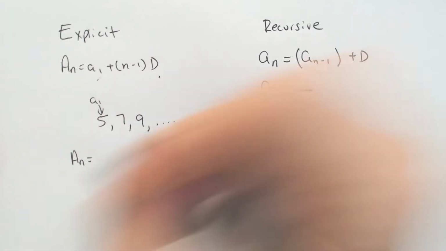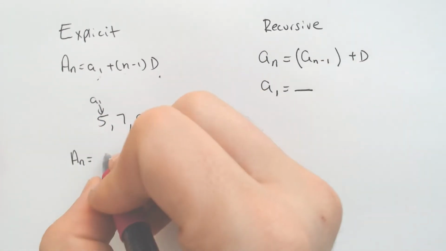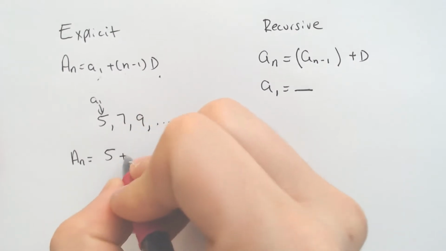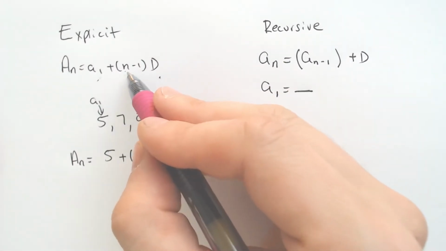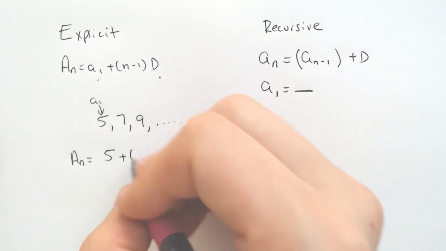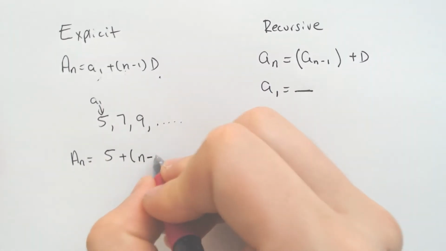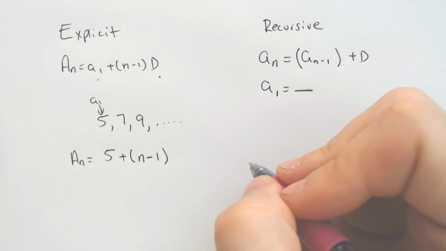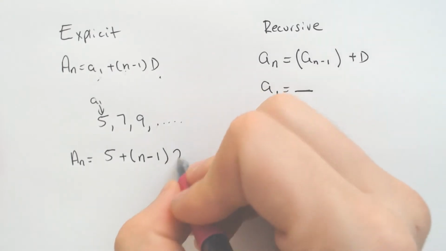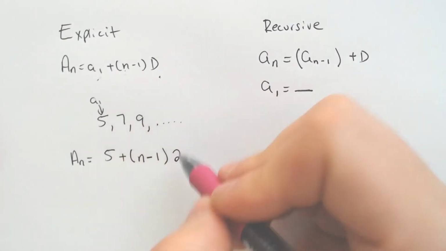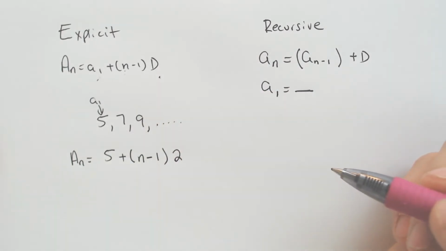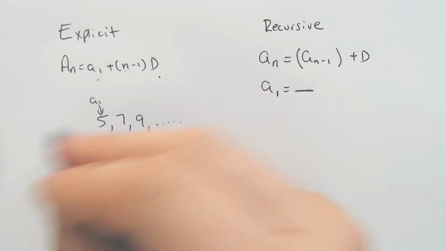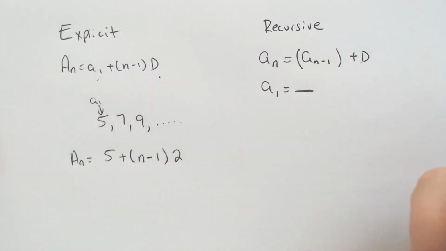a sub n, that's going to be a sub n. a1 is 5 plus n minus 1. We do not know the n. This is an equation for any given term. So we write n minus 1. But I do know that we are adding by 2 every time. So my difference, my d, is 2. Now that is technically an answer. You could circle that and be right.